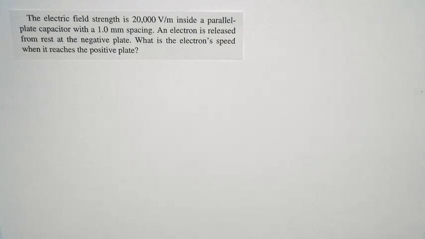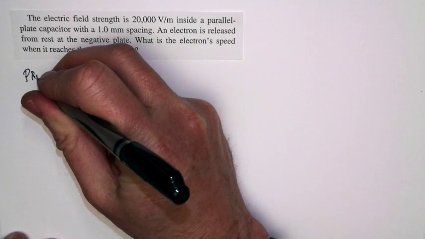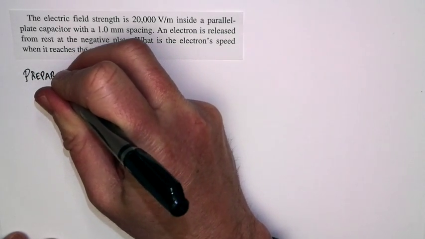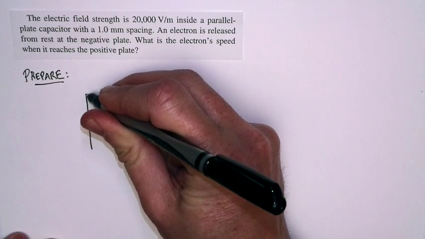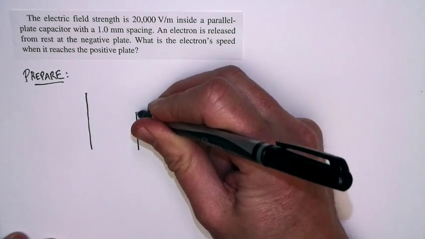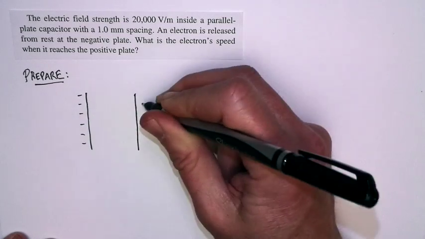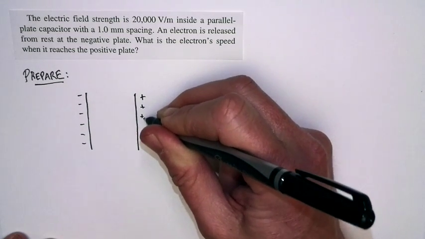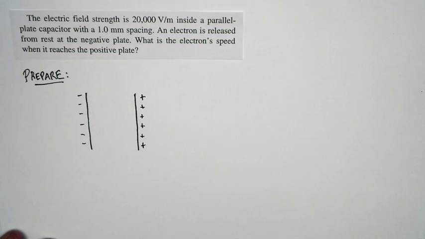Let's start with a sketch of this problem. So here's the situation. You have a parallel plate capacitor, so I have two separated plates. One of them is charged up negatively. The other is charged up positive. And there's an electric field in this region between these two plates.